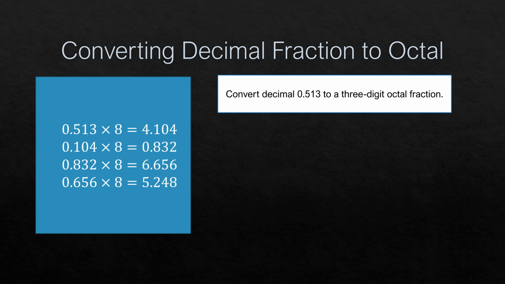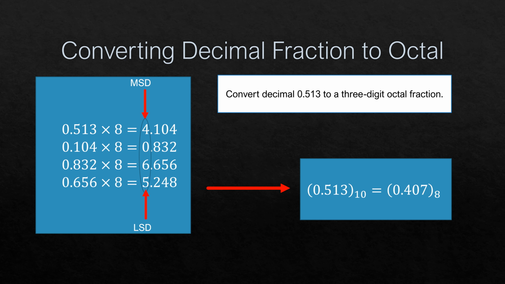We stop the process after the fourth integer, 5, which is used for rounding in base 8 of the second to last digit. We obtain our 3-digit octal fraction of 0.407 by rounding up.